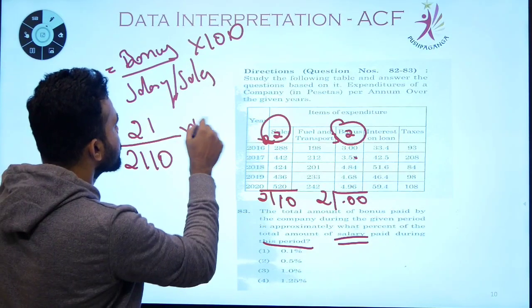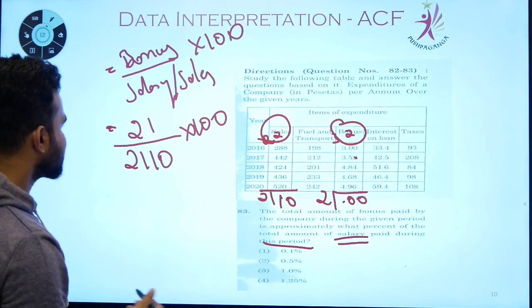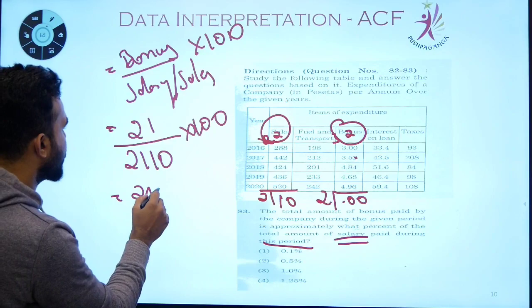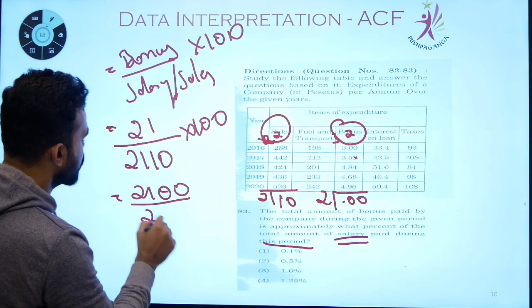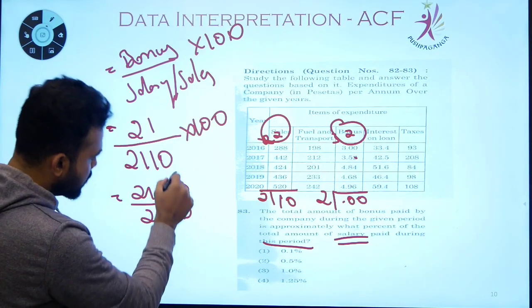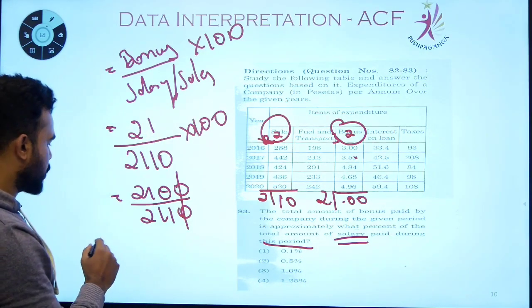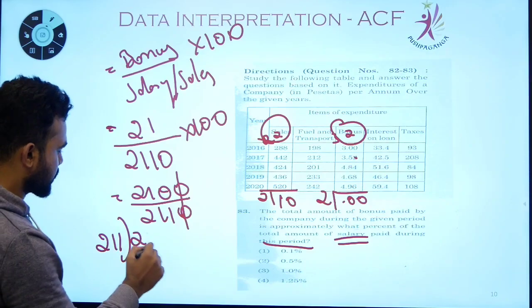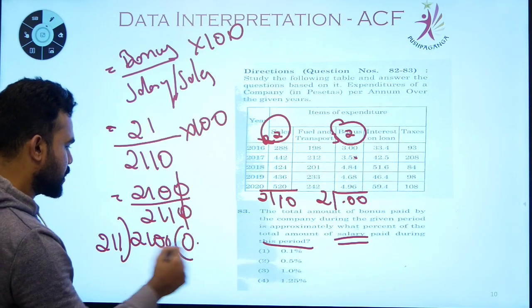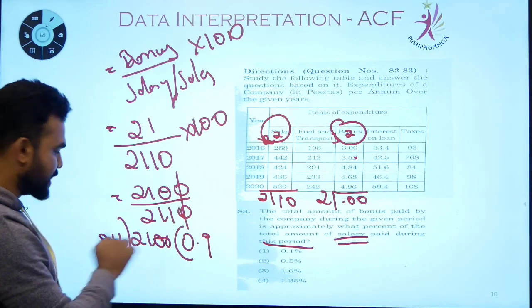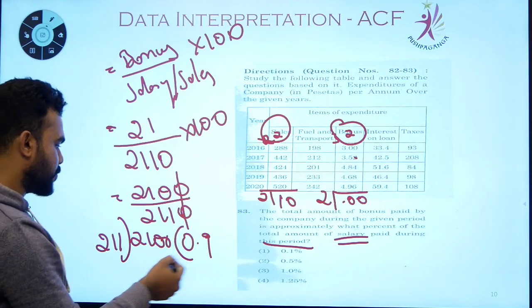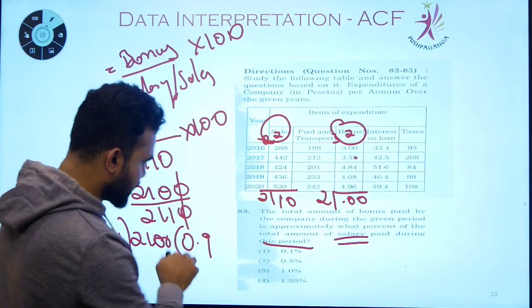2110 into 100. So this is nothing but 2100 divided by 2110. So the 0 gets cancelled, so we need to divide 210 by 211. So this is nothing but 0.9, because 210 is less than 211. So we have to go with 0.99, so approximately 0.9.